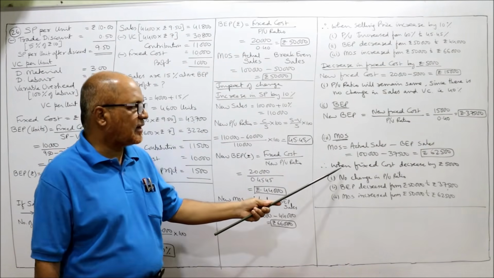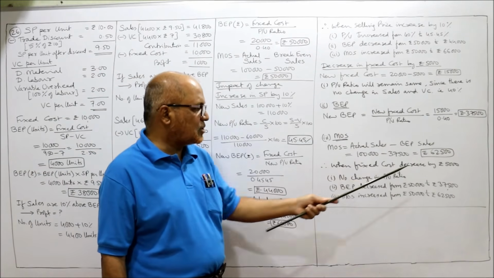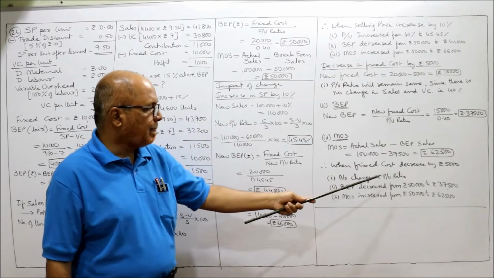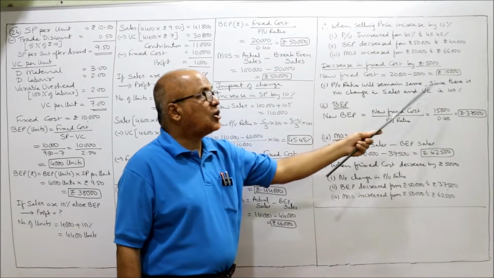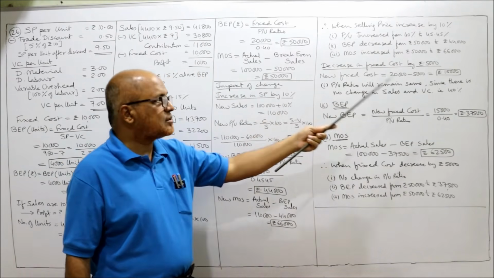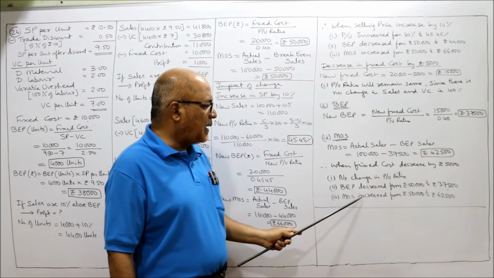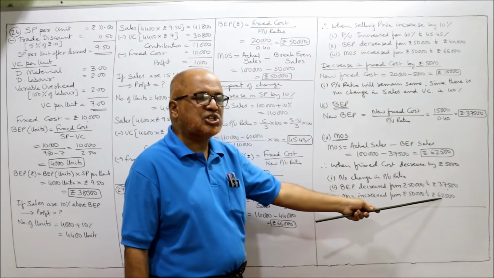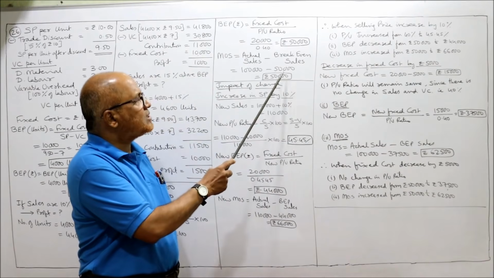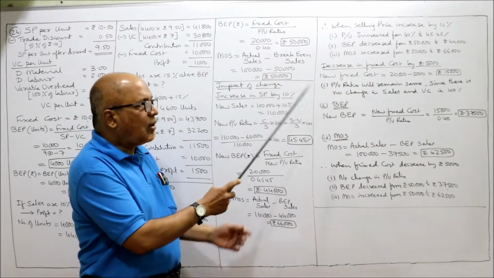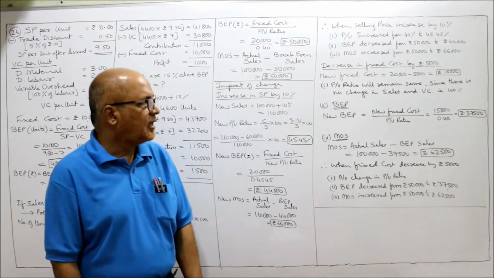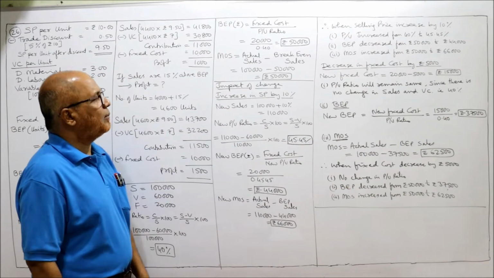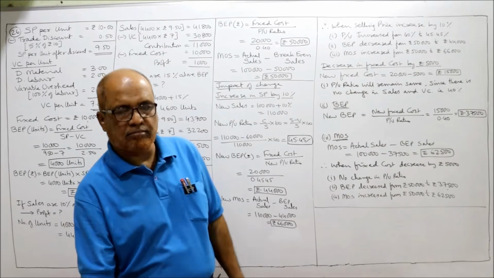Now ultimately what is the effect? When fixed cost decreased by 5,000, no change in PV ratio. The BEP decreased from 50,000 to 37,500. Originally it was 50,000. Now it has become 37,500. And MOS increased from 50,000 to 62,500. Earlier MOS was 50,000. Now due to this change it has become 62,500. That's it. This is the end of problem number 27.